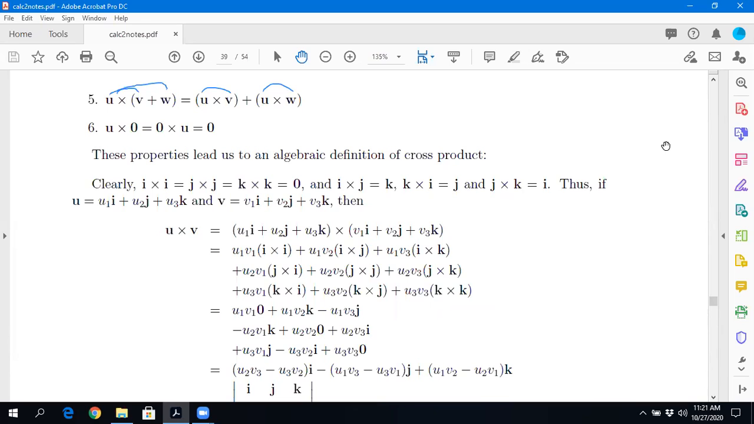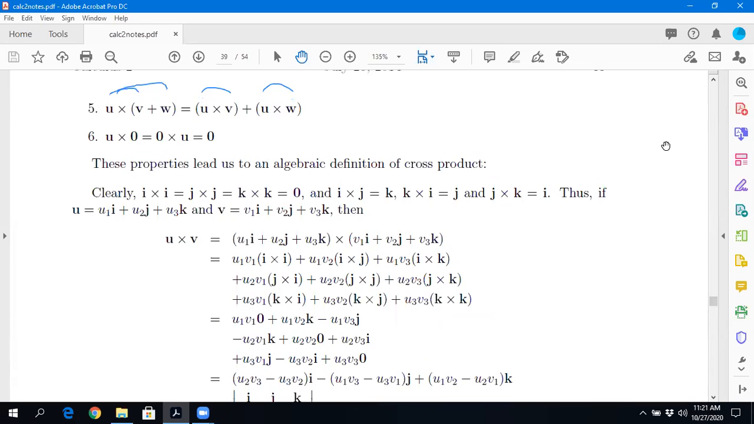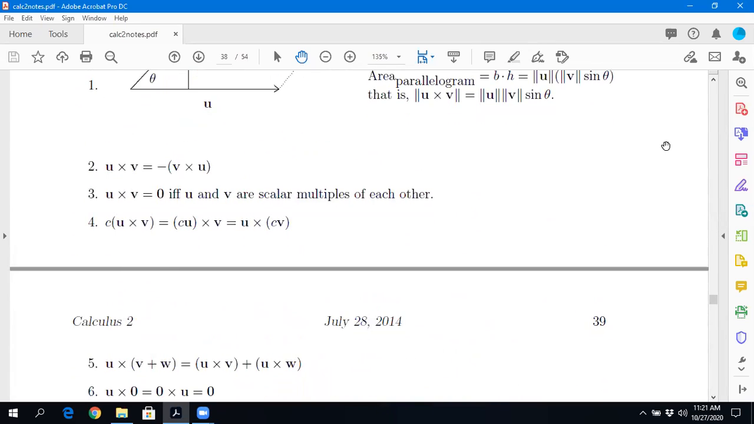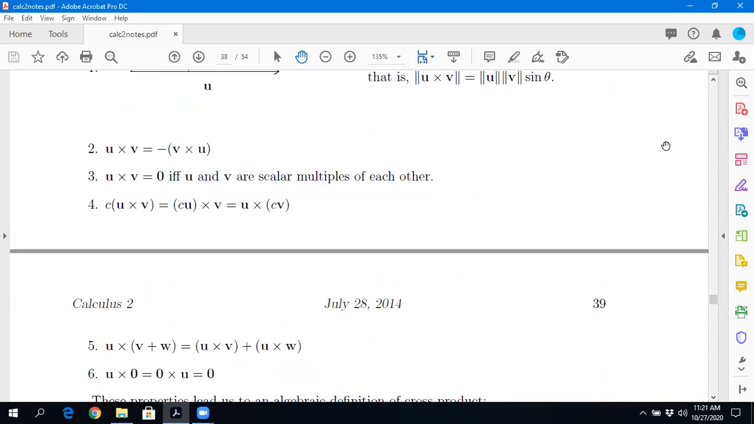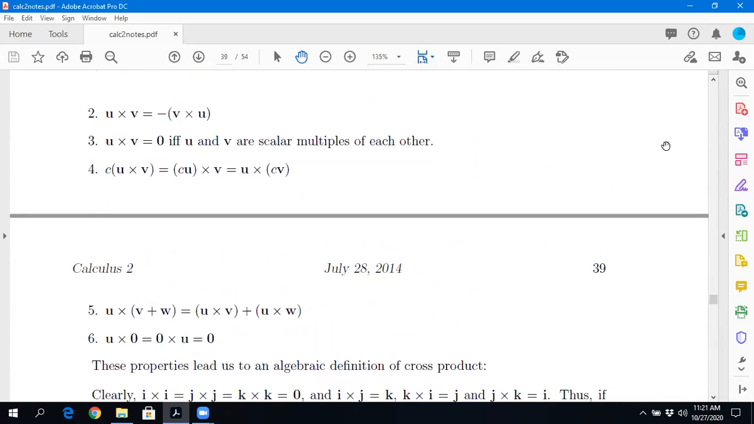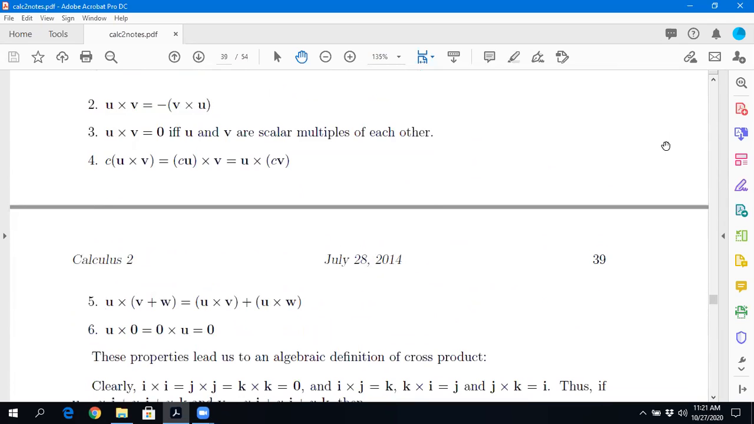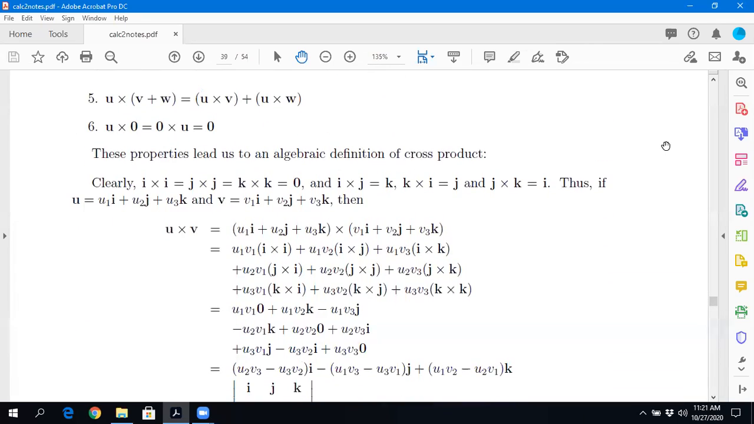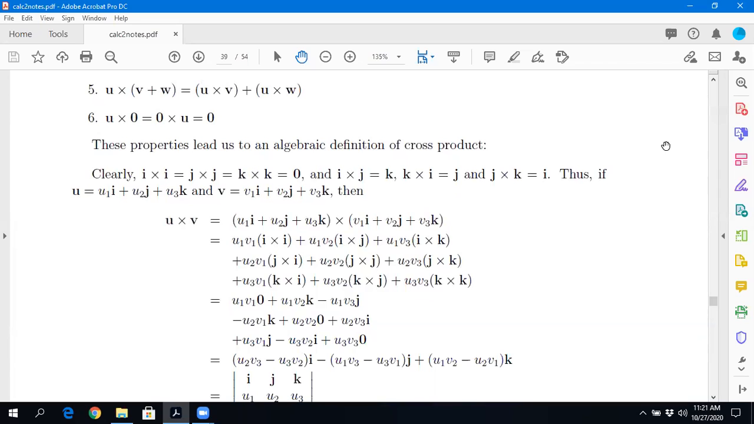So all of these properties are going to be brought to bear here at some point. Again, we have the parallelogram law, the fact that if you take the cross product in opposite order, you get a negative, the fact that U cross V is 0 precisely if they're scalar multiples of each other. We have a distributive law, and we have the fact that the cross product of U with 0 gives you the 0 vector.